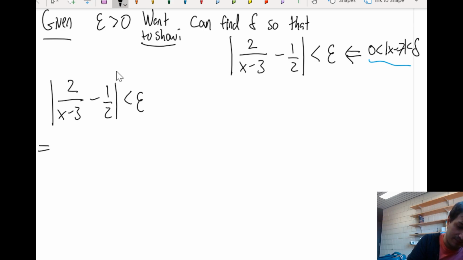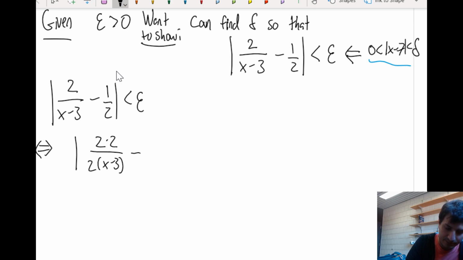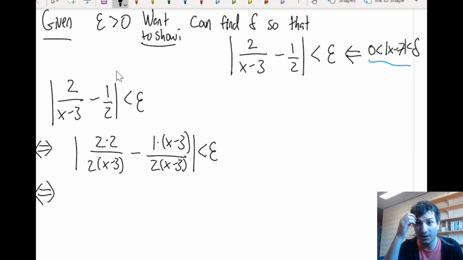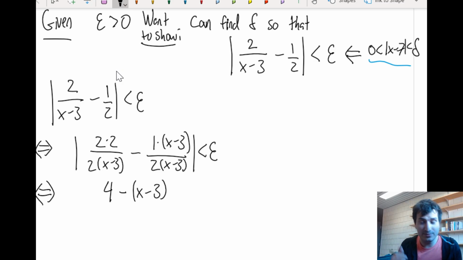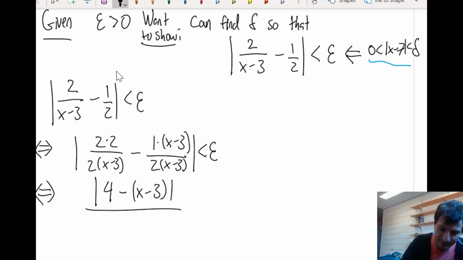Let's try it. So I got a fraction. Why don't I add the fractions together? So let's do 2 times 2 over 2 times x minus 3 minus 1 times x minus 3 over 2 times x minus 3. Common denominator, that thing. Okay, and then I add them together. So 4 minus, in brackets, x minus 3. And it's absolute value, so I can do them separately. Why don't I just do this as a step? That thing's on top. On the bottom, I got absolute value of 2 times x minus 3.